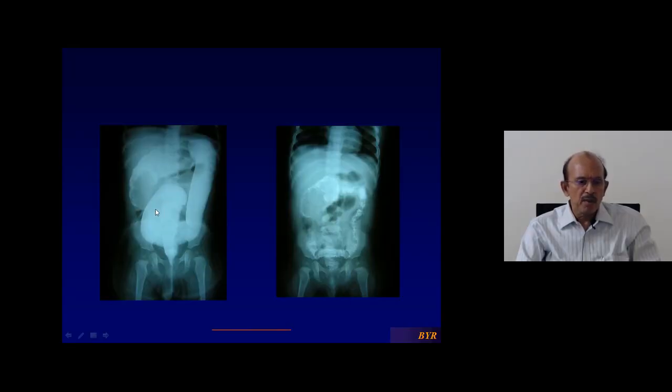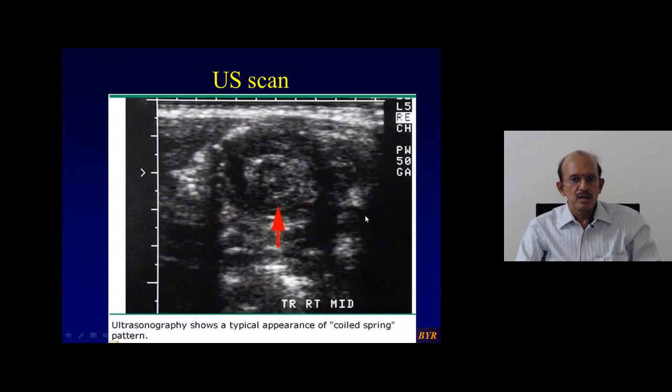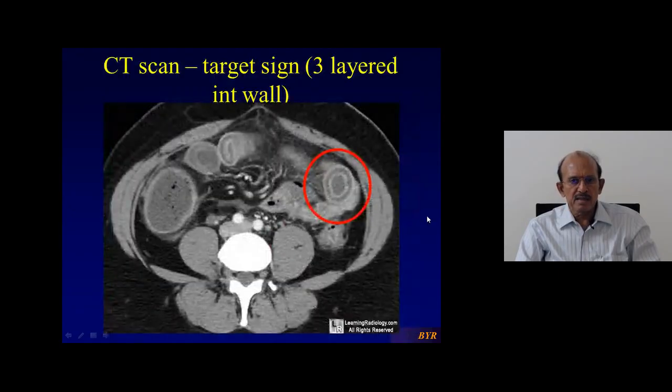In one of my patients, you can see a barium enema is given. The barium has gone up to here, and now you can see the claw sign here. This is the intussusception coming up to the hepatic flexure. So you can see the intussusception here. On ultrasound scan, you can see something like a coiled spring appearance. This is very typical of intussusception. Similarly, a similar sign will be there on CT scan.